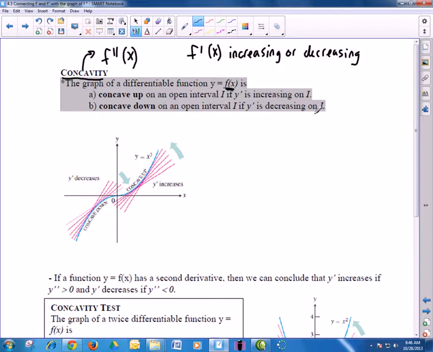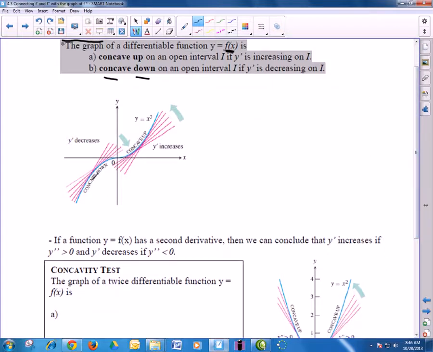If your slopes are getting bigger and bigger, then it's concave up. If your slopes are getting smaller and smaller, then it's what we call concave down. Here's a visual representation of what we're saying. Here we have the graph of y equals x to the third. Here is your point of inflection, where your graph changes concavity.